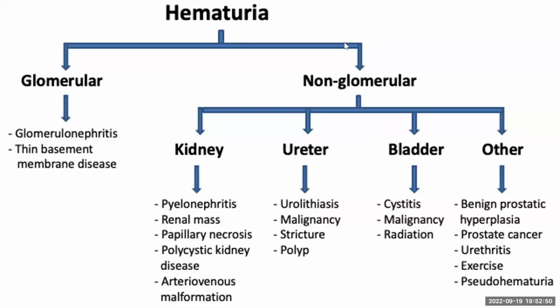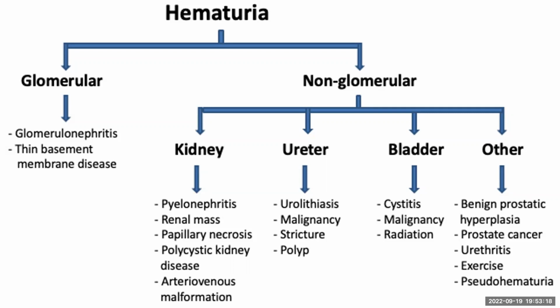Next, what is the difference between types of hematuria? It is divided into glomerular hematuria as well as non-glomerular hematuria. When the glomerular filtration membrane is affected, there will be hematuria. Glomerular means the glomerular filtration membrane is completely affected, as in glomerulonephritis.